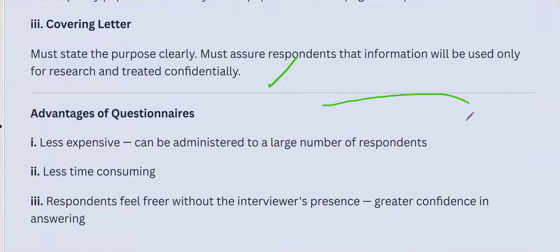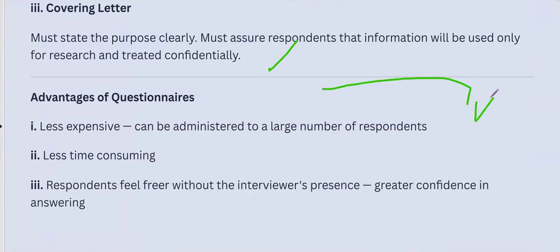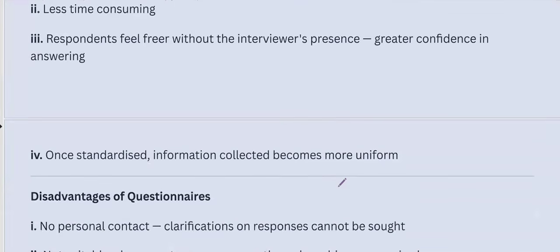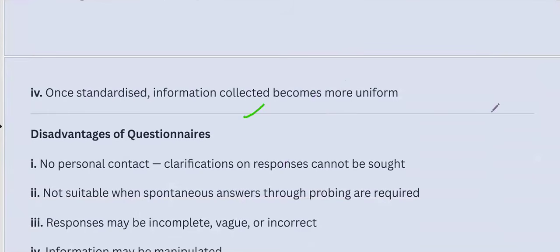Now, what are the advantages of questionnaire? It is less expensive. You can conduct it at a mass level. It is less time consuming. Respondents are more free to give their opinion in such methods. And once you have made a standardized questionnaire, information collected becomes uniform. That's the advantage. Disadvantage is there is no personal contact.